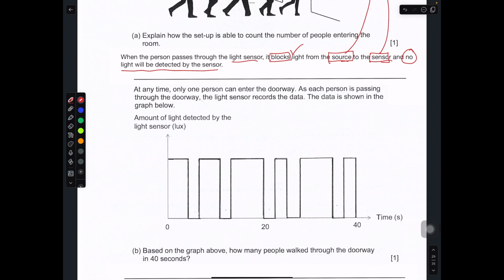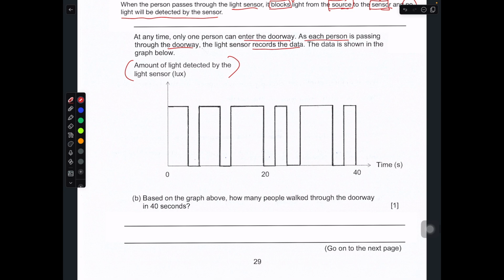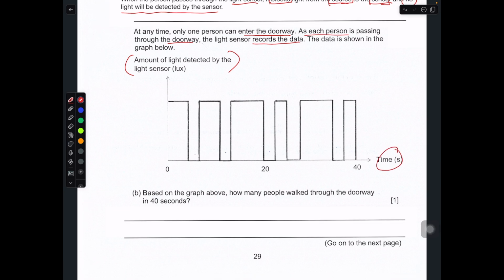Okay, at any time, only one person can enter the doorway. As each person is passing through the doorway, the light sensor records the data. The data is shown in the graph below. So you have the amount of light detected by the sensor, and you have time. Okay, so these few parts are the parts where no people are entering.